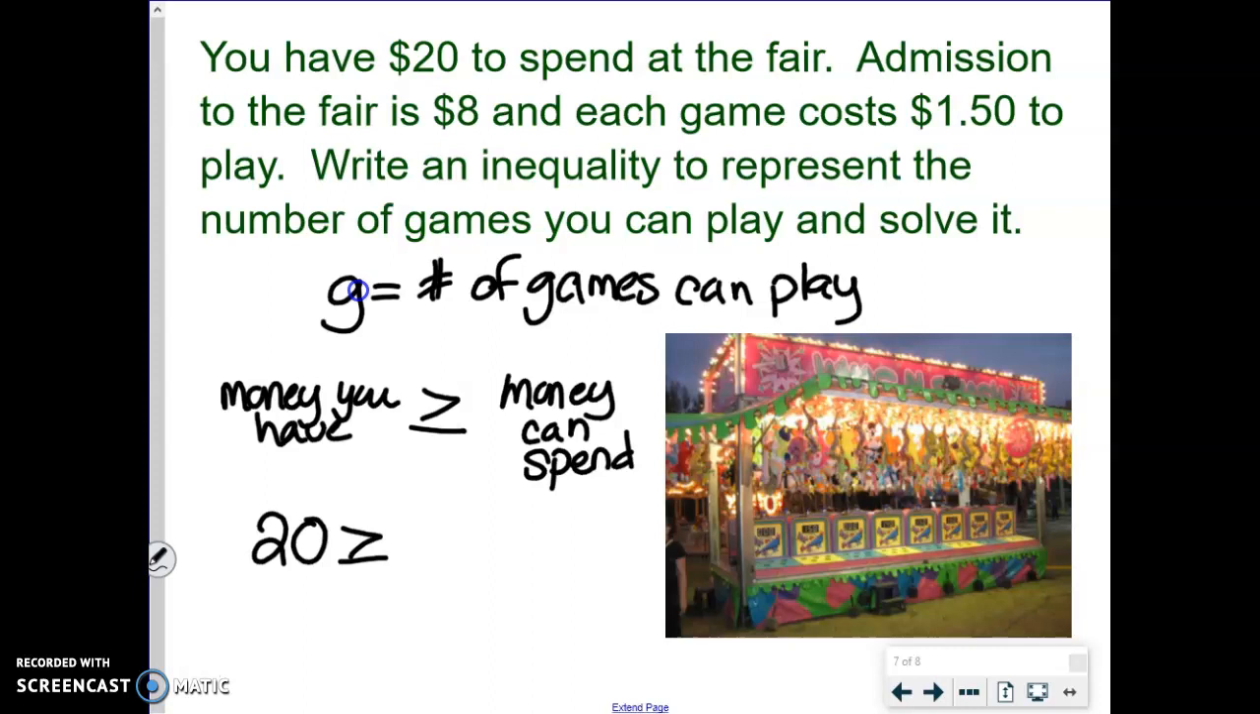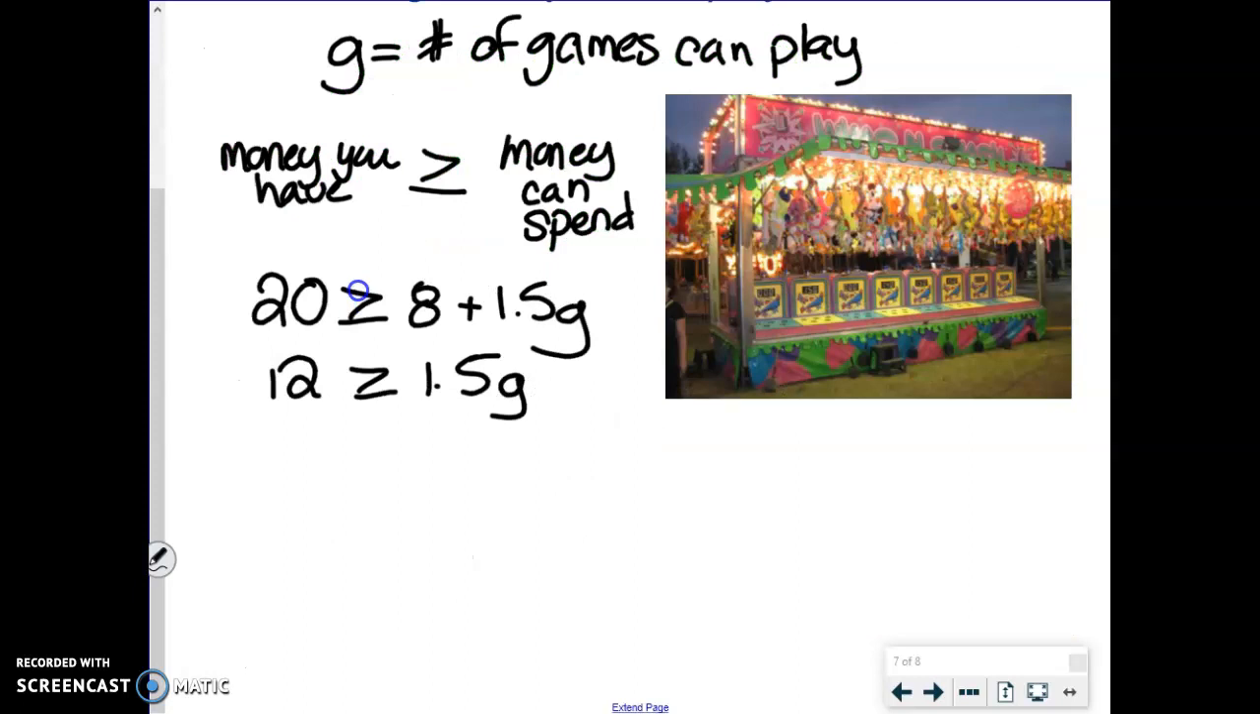What will I spend, and how do I write that out? You can write it out as 8 plus 1.5G. Yeah. Right? $8 to get in, and $1.50 for every game. Okay, and then I can go ahead and solve, and I get 12 is less than or equal to 1.5G. And then if I think about 1.5 is really just 3 halves, so divide by 3, get 4, so I get 8 games, right? So I can play 8 games at most.